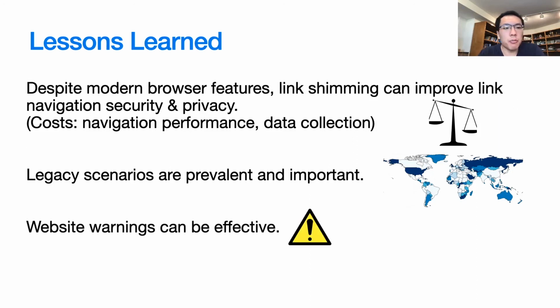Another lesson is that website warnings can actually be effective. Now, prior work showed that browser warnings can also be effective, and this here extends that to website warnings where the warnings arise in the context of the website itself. And I think there's a lot of work that can be done in improving website warnings as well as understanding or kind of investigating in what security and privacy contexts can they be used effectively.